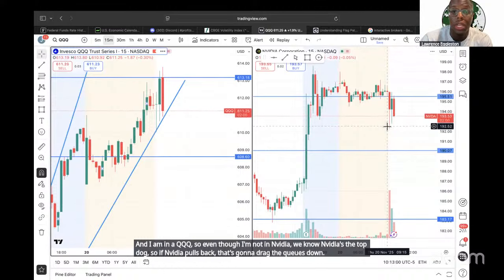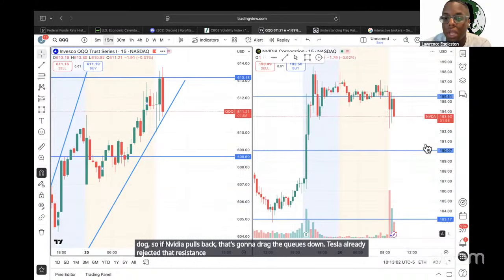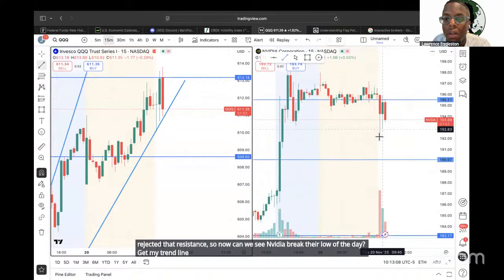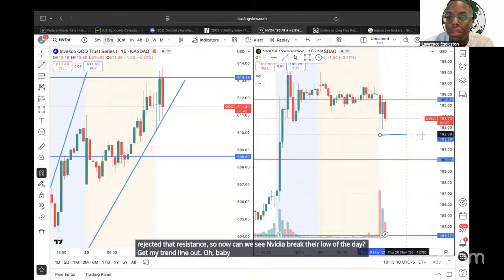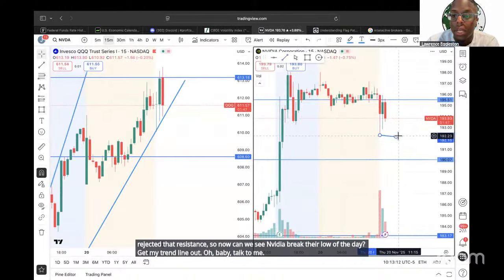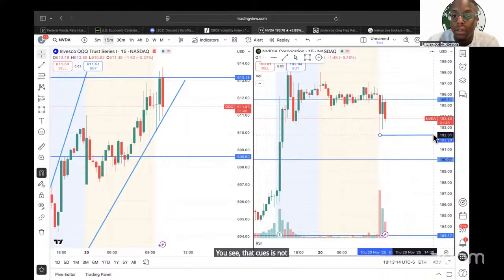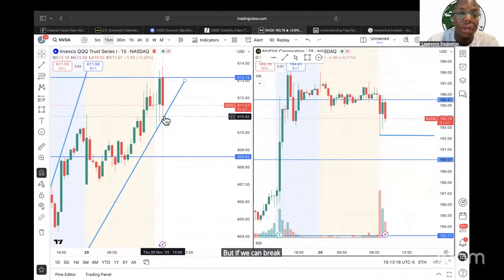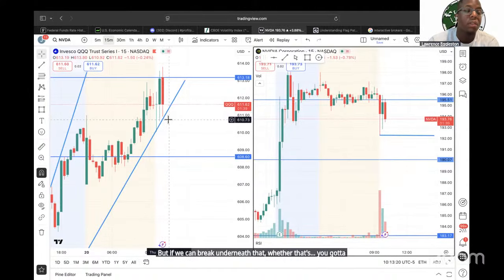Tesla already rejected at resistance. So now can we see Nvidia break their low of the day? Get my trend line out. Come on, baby. Talk to me. Yeah, you see that Qs is not liking that level right there so far. Let's see. But if we can break underneath that, we got to break this 610. It's playing around there at 610.